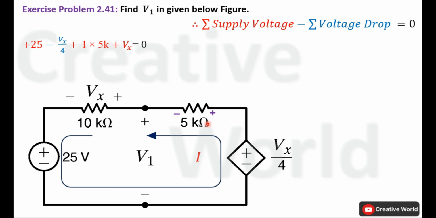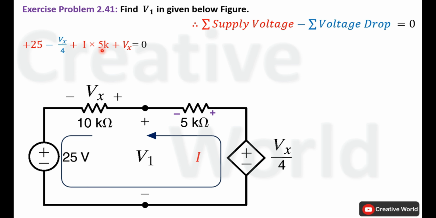Move to next element. Current entering terminal is positive, so voltage across this 5 kilo ohm resistance, that is the product of current through it I and the value of resistance, I multiplied by 5k, will be taken with positive sign. Move to the last element of the circuit. Current entering terminal is positive, so voltage across this 10 kilo ohm resistance, that is labeled as Vx, will be taken with positive sign. Inside this equation there are two variables, one is I and the other one is Vx, and we are interested to calculate the value of current I for right now.